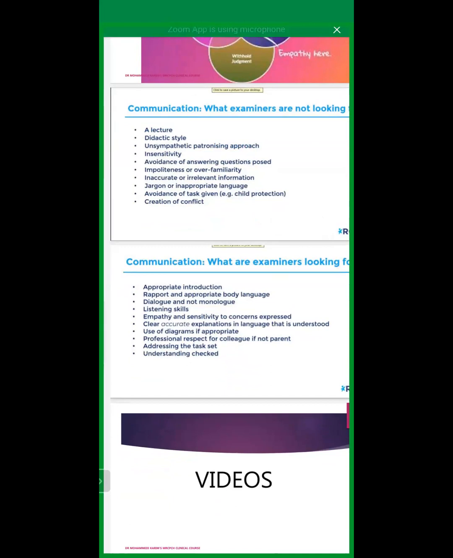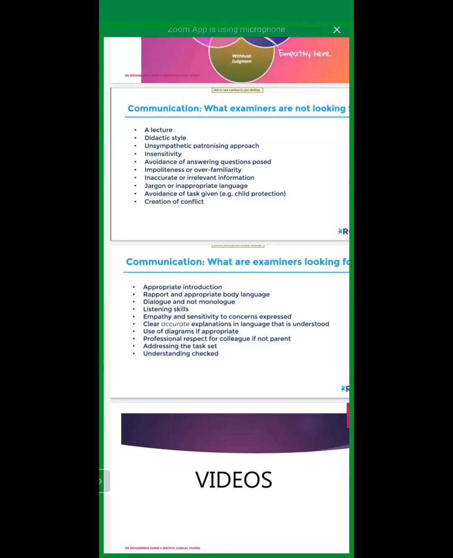So as I said, you have to learn how to start the communication well, have appropriate body language. Don't lecture the mother, make it a dialogue. Don't make it a monologue or a lecture. They're telling the mother, this is a disease and this is what we're going to do. This is what happens when you have too much information in your head. You say, I have to deliver this information. Actually, that's wrong. You have to wait for the mother and see what she wants to know, okay?